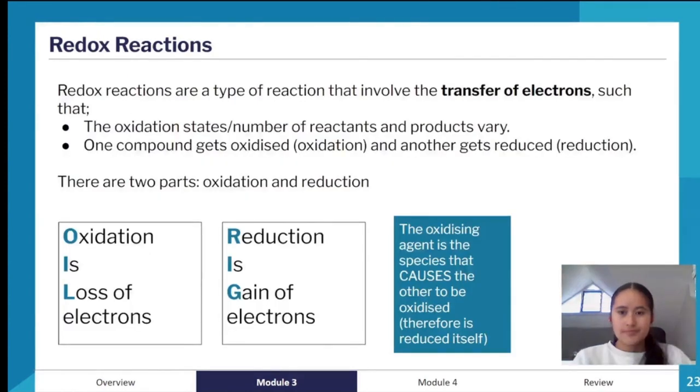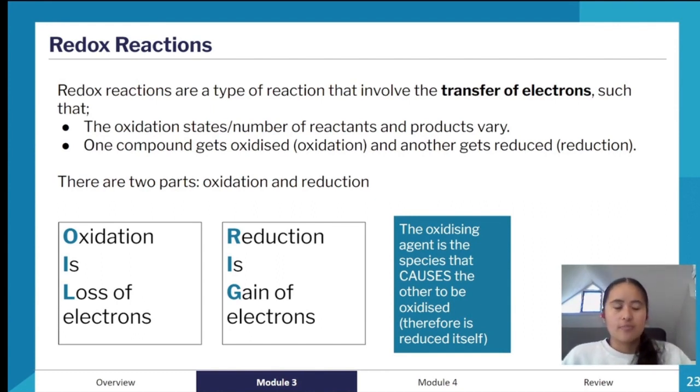So we're going to look at redox reactions now, which is a little bit tricky, so we'll spend some time doing them. But basically, redox reactions are a type of reaction that involves the transfer of electrons. So there are two parts of a redox reaction, oxidation and reduction. And the way we remember what each one is, OIL RIG. So OIL is oxidation is loss of electrons, and then RIG is reduction is gain of electrons. So basically, when you have a redox reaction, one compound is getting oxidized and the other compound is getting reduced.